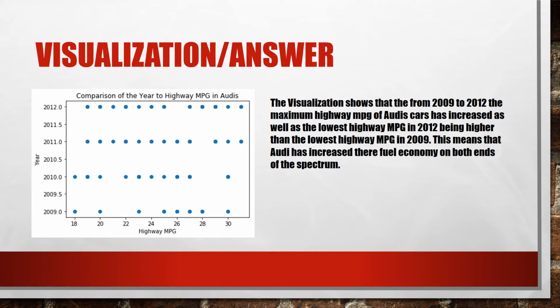The visualization to the left shows that from 2009 to 2012, the maximum highway MPG of Audi's cars has increased, as well as the lowest highway MPG in 2012 being higher than the lowest highway MPG in 2009. This means that Audi has increased their fuel economy on both ends of the spectrum.